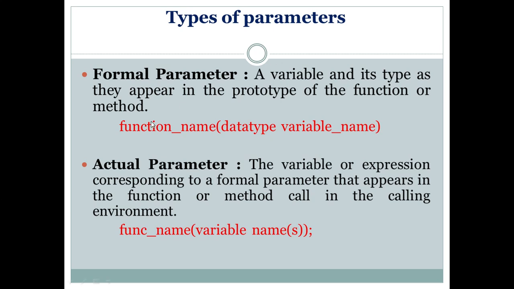Now there are two kinds of parameters: one is called the formal parameter, and one is called the actual parameter. What is a formal parameter? A variable and its type as they appear in the prototype. Means what? For example, this is a function name and these are the variables which we declare. Right? Now what is an actual parameter? The variable or expression corresponding to a formal parameter that appears in the function or method call in the calling environment. Now see here, function name, variable name, and I am passing here one object. Right? Means what? This includes the parameters of the function or method in the calling environment.